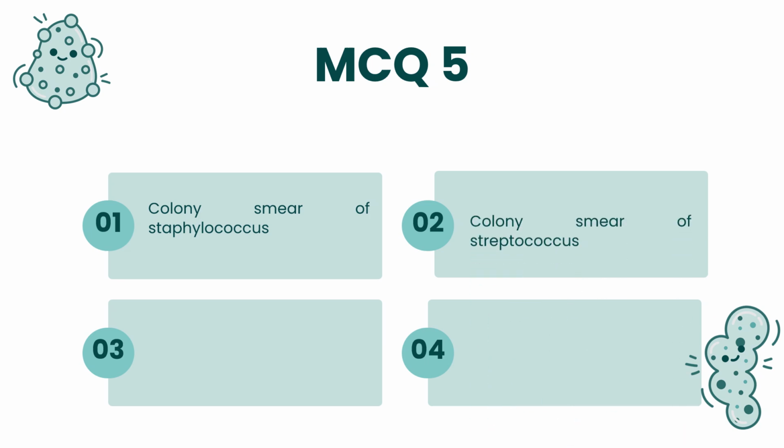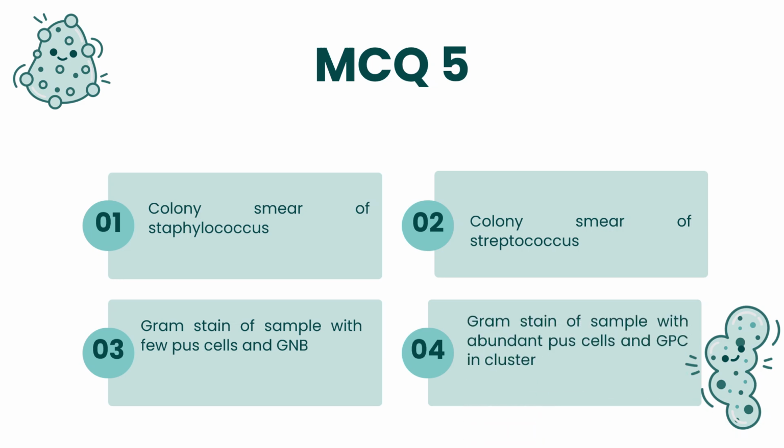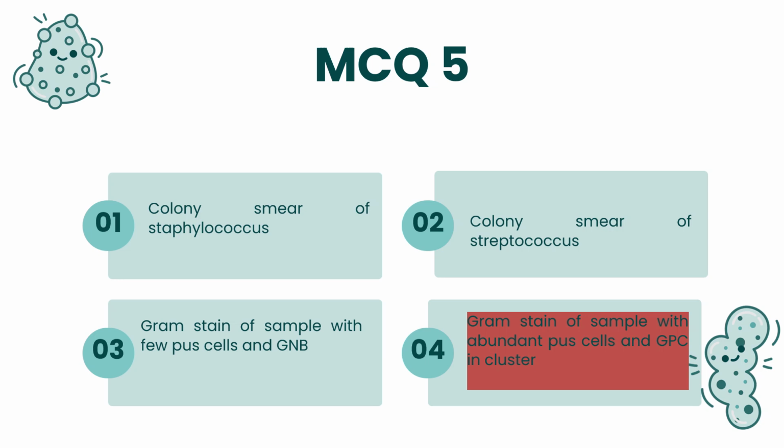Is this a colony smear of Staphylococcus, meaning this smear is made from a colony grown on blood agar? A colony smear of Streptococcus, a smear made from a colony grown on a culture medium? A gram stain of a sample with few pus cells and gram-negative bacilli? Or is it a gram stain of a sample with abundant pus cells and gram-positive cocci in clusters? This is again a very simple thing. Yes, it is a gram stain of a sample showing abundant pus cells. This is a pus sample with lots of pus cells, which are nothing but WBCs, and gram-positive cocci.